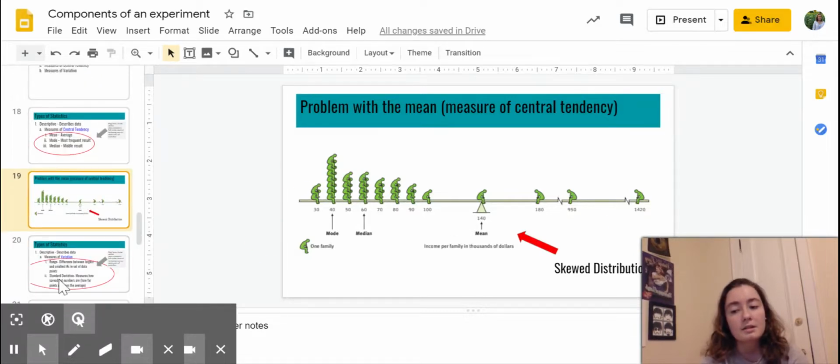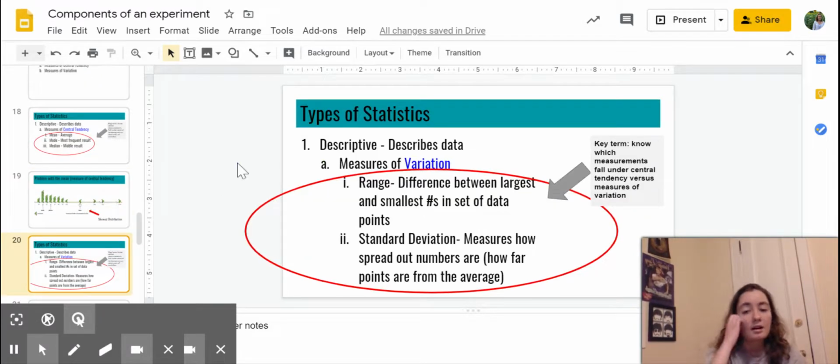So a better way to do this is by using measures of variation. Know these two types of measures of variation. We have range, which is the difference between the largest and smallest numbers in a set of data. And then standard deviation is the one we talk about a lot, especially with intelligence testing scores. It's a measure of spread: how far numbers are from your mean or average.